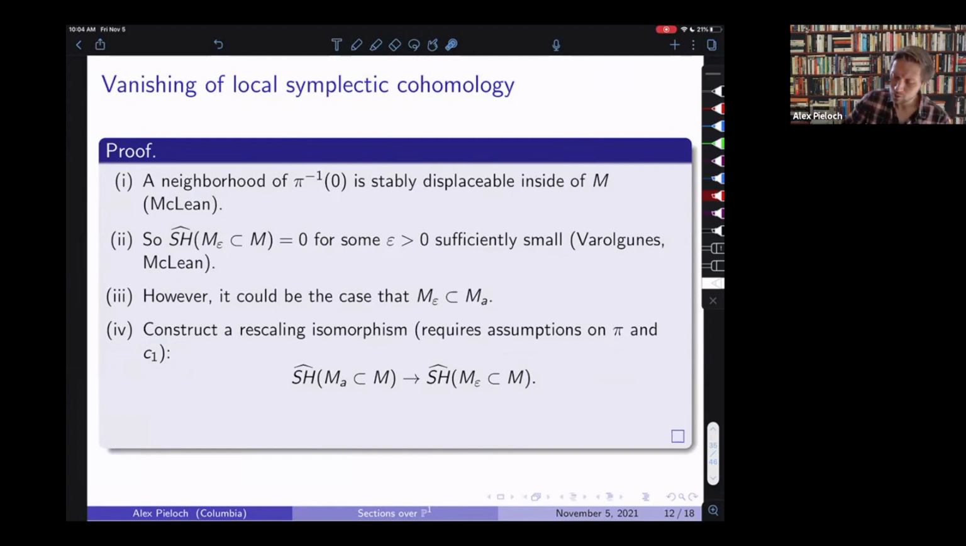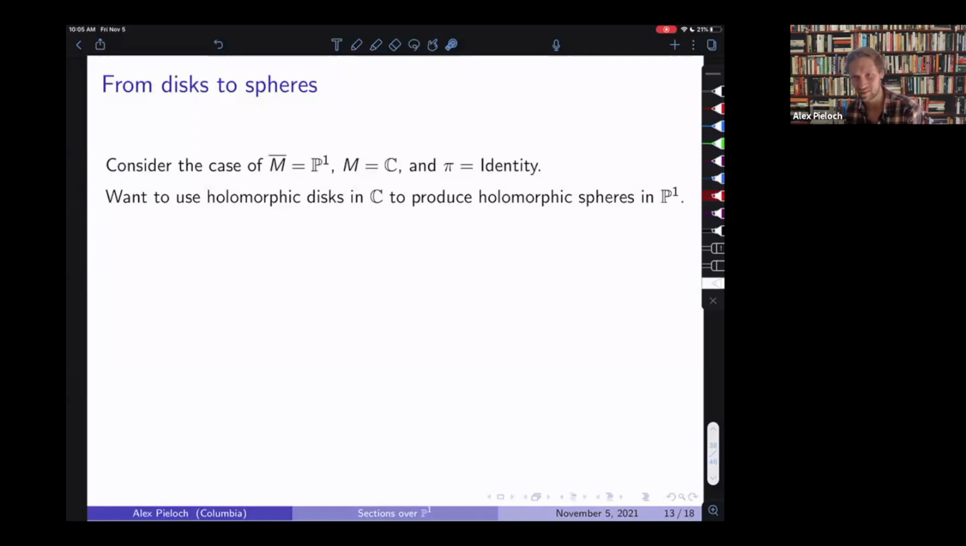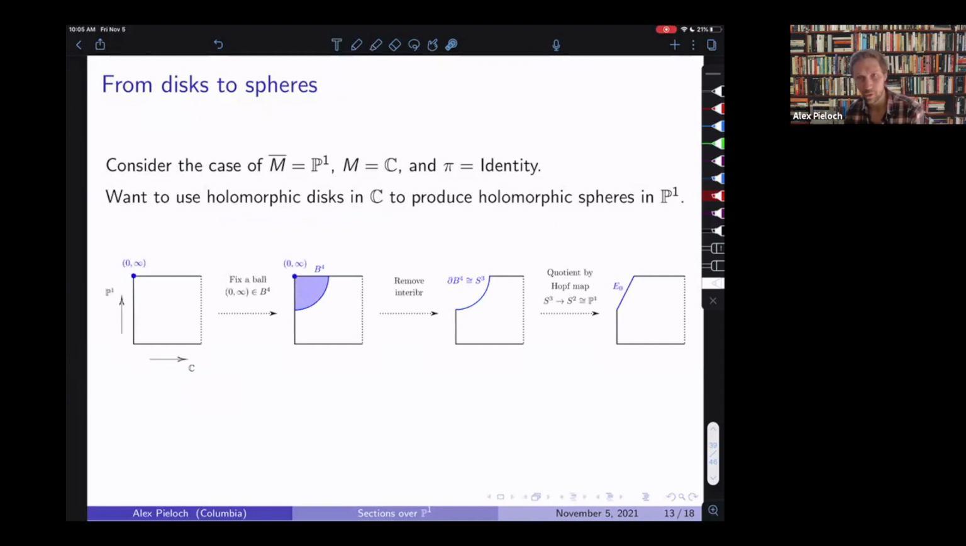Okay, so the final thing that I'd like to talk about is how we actually go from closed curves from these holomorphic disks. So let's consider a very, very naive picture. Let's just assume that our total space is P1, M now is C, and pi is the identity map. And so really, I just want to prove something tautological. I want to show that there exist holomorphic spheres inside of P1 from holomorphic disks inside of C. And so what we do is a degeneration to the normal cone argument.